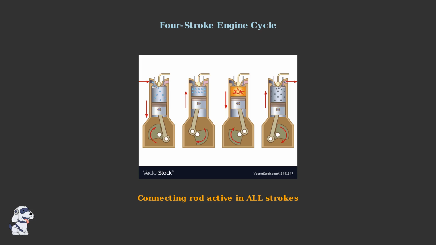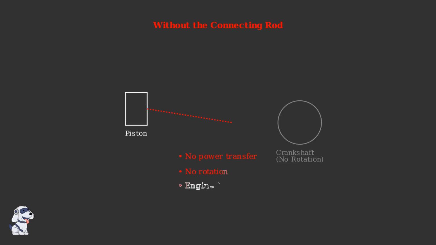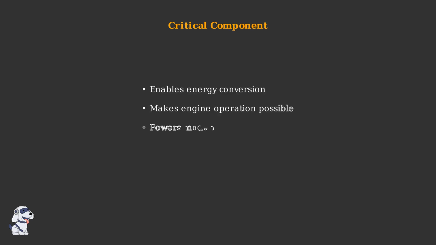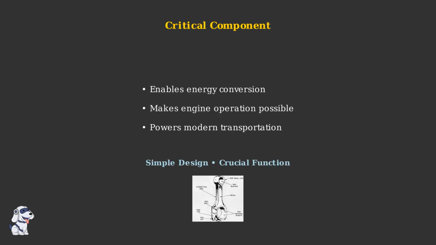The four-stroke engine cycle demonstrates just how integral the connecting rod is to engine operation. In every single stroke, intake, compression, combustion, and exhaust, the connecting rod is actively transferring forces and motion. Consider what would happen without the connecting rod. The piston would move up and down uselessly in the cylinder, unable to transfer its motion to the crankshaft. The engine would be completely non-functional. No power, no rotation, no movement. The connecting rod's importance cannot be overstated. This single component enables the entire engine to function, converting explosive energy into the smooth rotational motion that powers our vehicles. Its simple appearance masks its absolutely critical role in modern transportation.